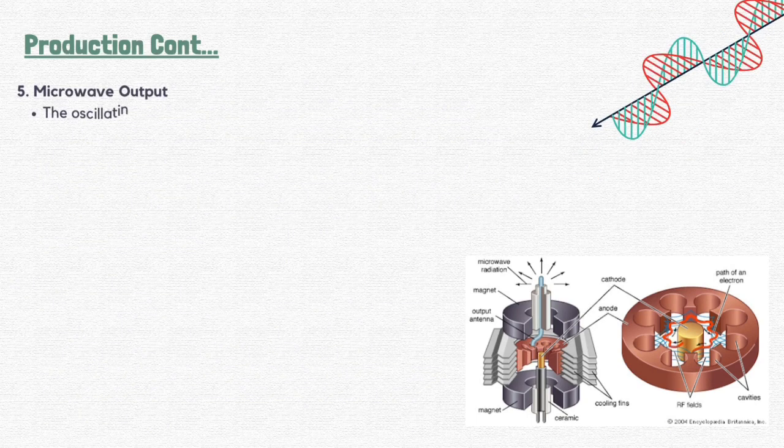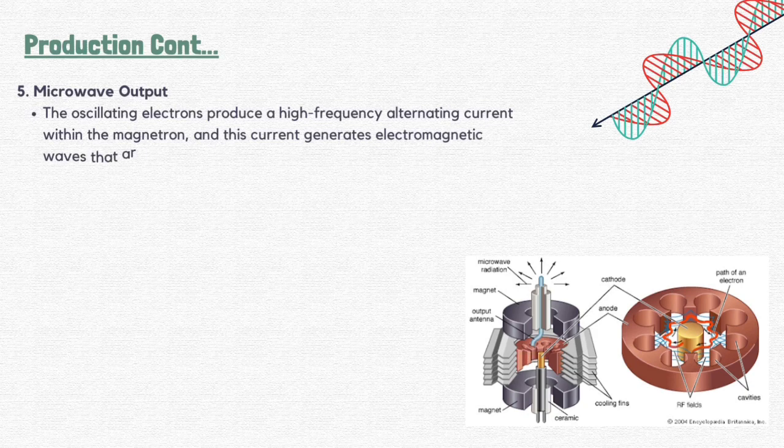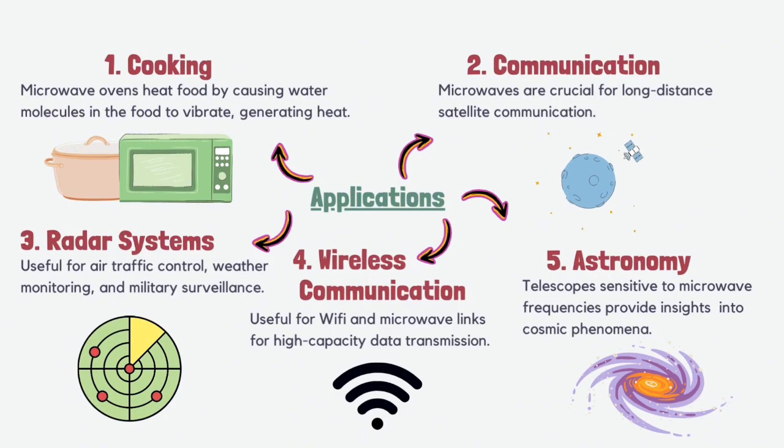And lastly, microwave output. The oscillating electrons produce a high-frequency alternating current within the magnetron, and this current generates electromagnetic waves that are emitted through an output antenna. There are various applications of microwaves in daily life, such as cooking. Microwave ovens heat food by causing water molecules in the food to vibrate, generating heat.